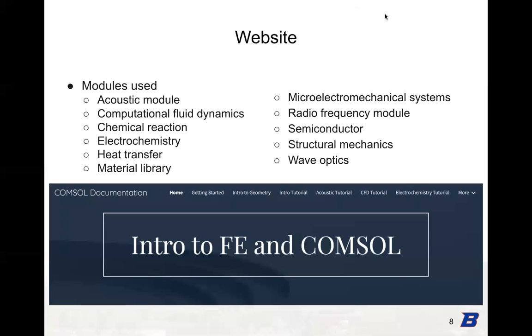The website that we have created goes over a brief introduction into finite element analysis and how it is used in COMSOL. Our website is tailored to Dr. Estrada's research group, and because of this, it covers only the modules that they use. This website introduces these modules and provides links to COMSOL-specific tutorials for advanced information.